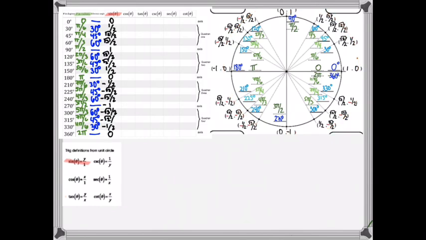We're going to next work on cosine, which is just going to be the x values. So again, the cosine of 0 is going to give me 1. The cosine of 60 degrees is going to give me 1/2.